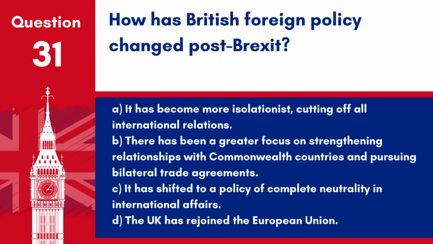Question 31. How has British foreign policy changed post-Brexit? A. It has become more isolationist, cutting off all international relations. B. There has been a greater focus on strengthening relationships with Commonwealth countries and pursuing bilateral trade agreements. C. It has shifted to a policy of complete neutrality in international affairs. D. The UK has rejoined the European Union.